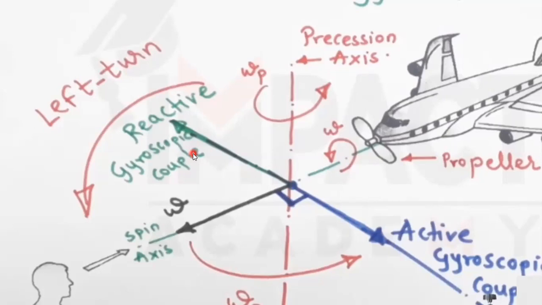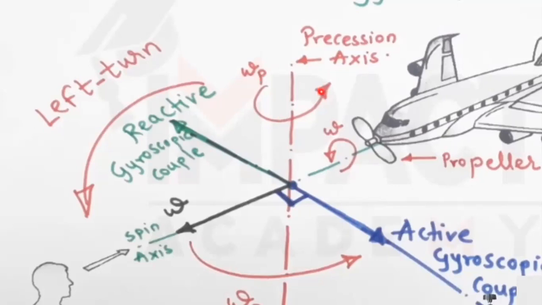This concept we already know. If the propeller is rotating in one axis, and the flight is turning in another direction, means we'll be getting a precession axis. Because of these two, we'll be getting a couple in the third axis, and this is the concept of gyroscope. So the same thing is involved here also. Opposite to active, we'll be getting a reactive gyroscopic couple. Since it's taking a left turn, it's in an anti-clockwise direction. So just mark this precession axis as anti-clockwise. This couple is anti-clockwise. Till this it's clear, I think.